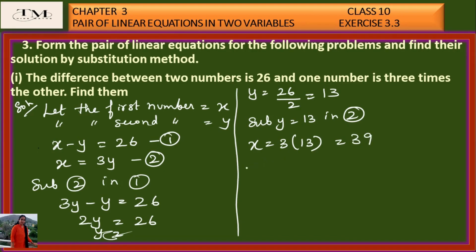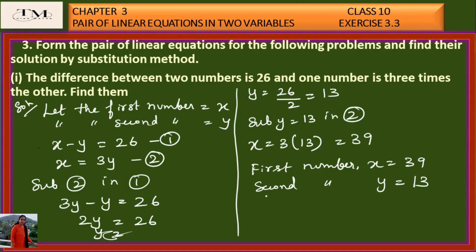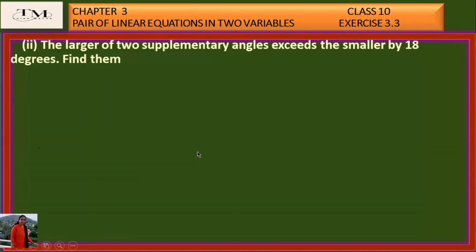So we got the first number as x is equal to 39 and the second number y is equal to 13. So this is the solution. Okay, I hope you can understand. So let me go to the next problem.